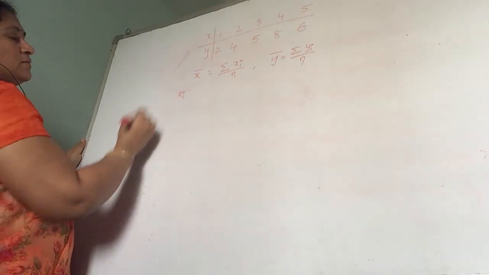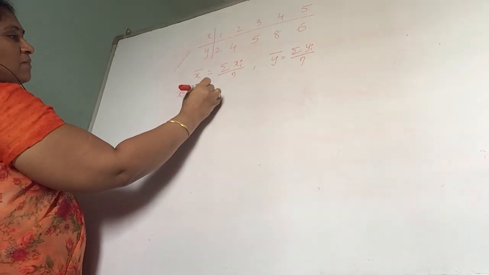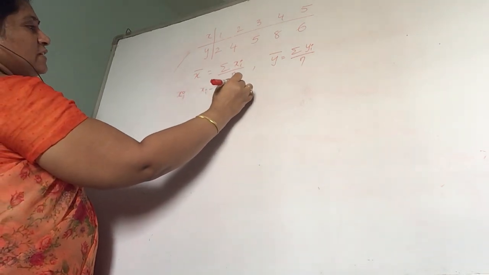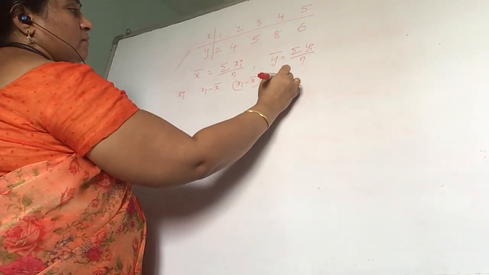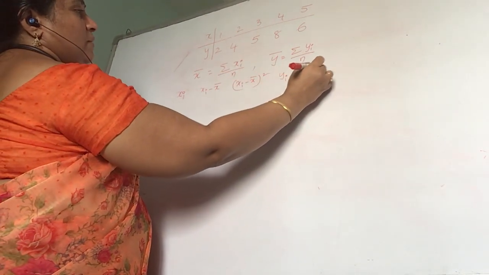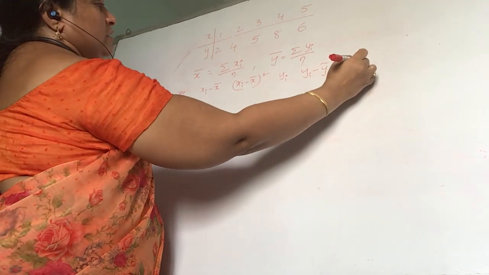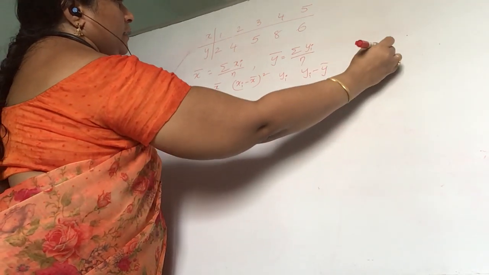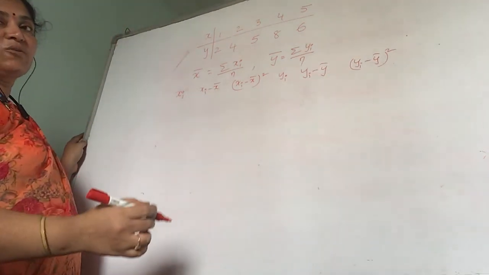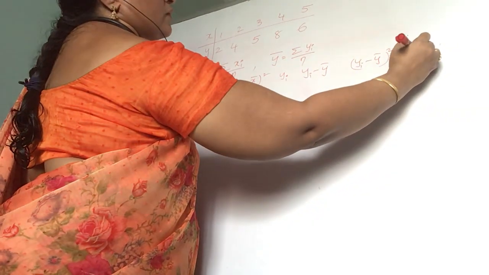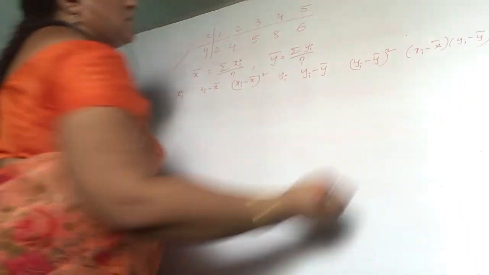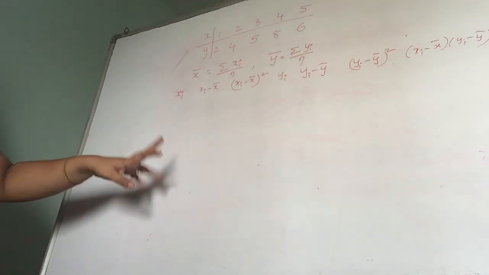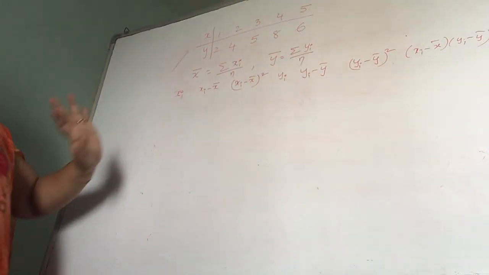Xi values, xi minus x bar. Next, square of these values, xi minus x bar whole square. Next, yi minus y bar, yi minus y bar whole square. Next, xi minus x bar into yi minus y bar. For calculating these values, first we have to find the x bar and y bar values.